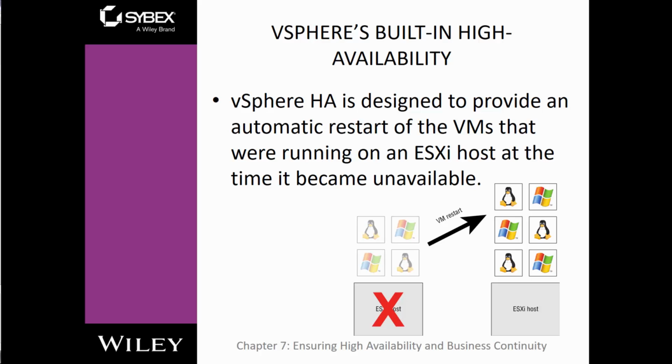Again, high availability is designed to provide an automatic restart of the VM. It will actually restart those VMs on a separate ESXi host. Notice I did not say live migration. It actually will power back on a VM in another location.